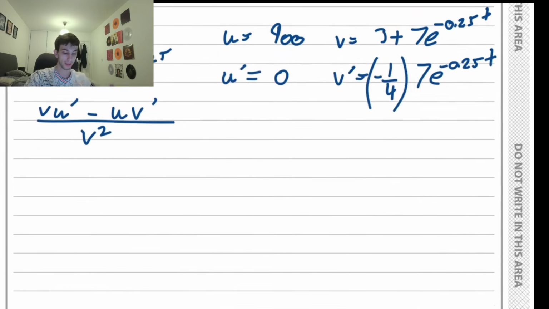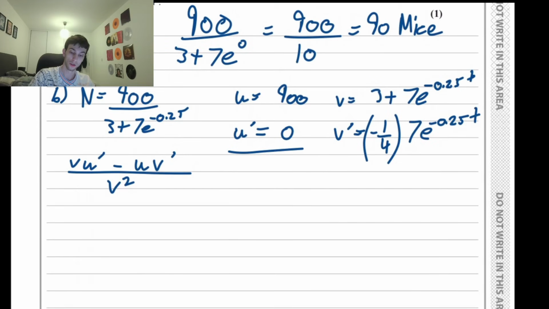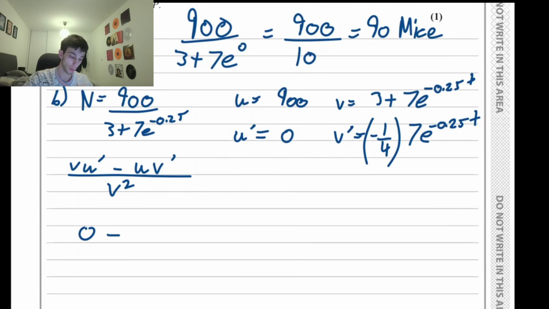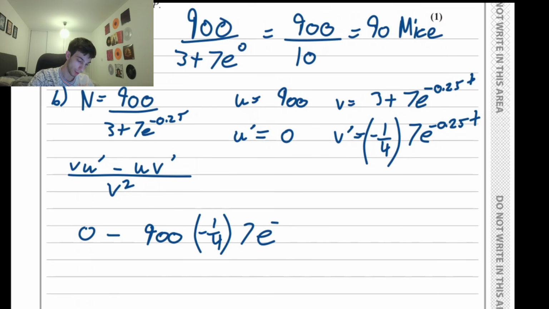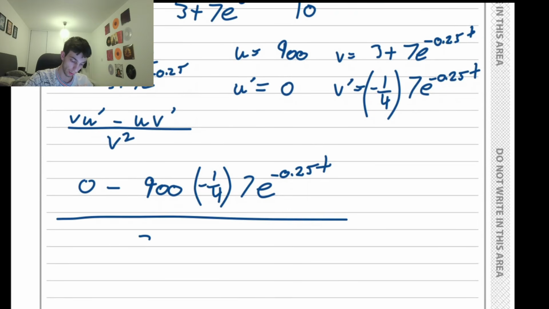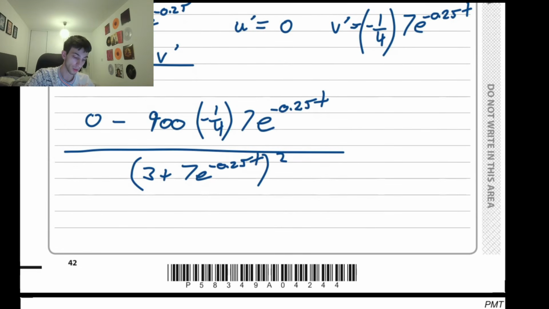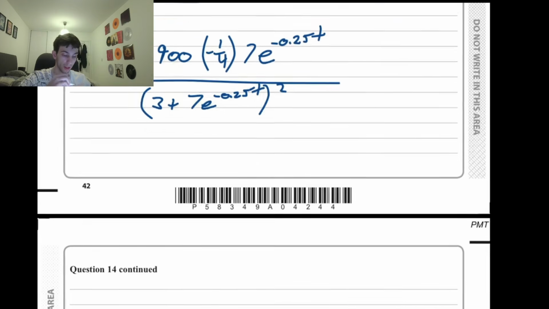Okay, great. From here, let's plug everything in. Now we can actually see that v multiplied by u' is equal to 0, so this will all be equal to 0. Take away u times v', so that's 900 multiplied by v', that's minus a quarter multiplied by 7e^(-0.25t). That's going to be all over v², so v² is just going to be (3 + 7e^(-0.25t)) all squared. Okay, let's tidy this up a little bit. I'm going to do two things. This minus a quarter I'm going to bring to the bottom of the fraction.